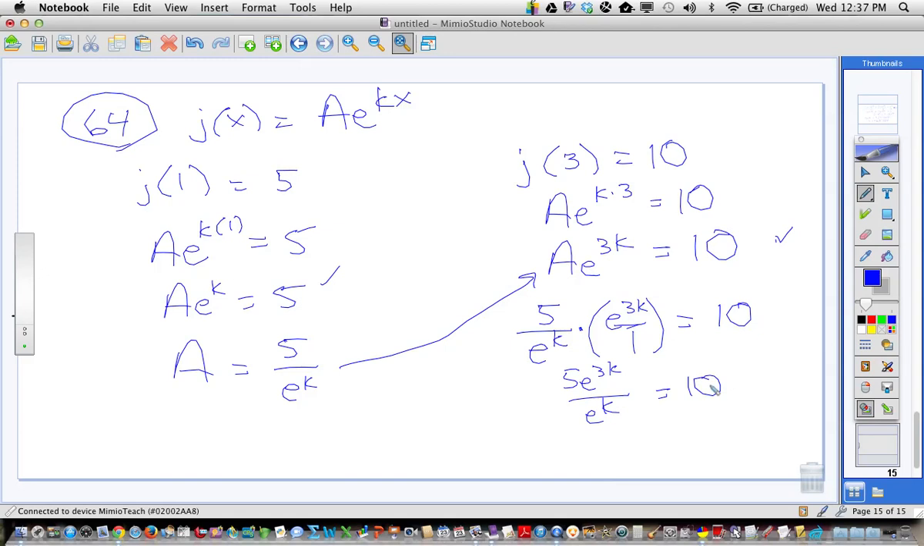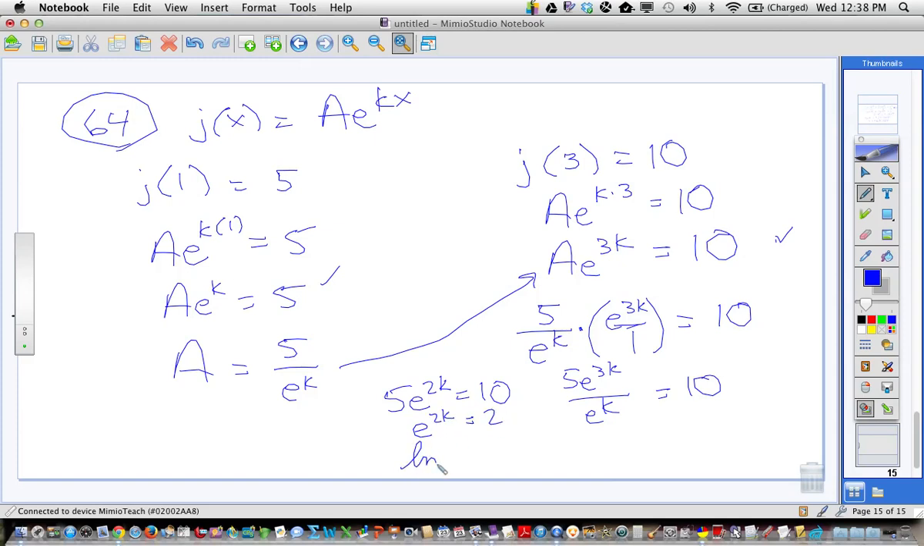What can you do when you're dividing? Subtract those powers, right? When you're dividing and the bases are the same, you subtract the power. So 3k take away k, 2k. So we get 5e to the 2k equals 10. And now it's just like the problem we just did. Now it's just like 58. We divide both sides by 5. We get e to the 2k equals 2.